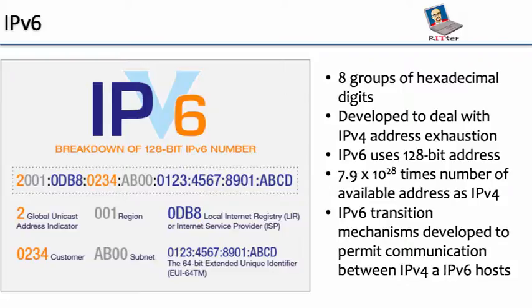So these are 128-bit addresses. So you saw before an IPv4 address converts to a 32-bit binary number. These convert to a 128-bit binary number. So there are significantly more addresses available. And I'm not going to do the maths for you, but you can see there are 7.9 times 10 to the 28 times the number of addresses available in IPv6 as there are in IPv4. So if you do the maths on that, that's a lot more, obviously.